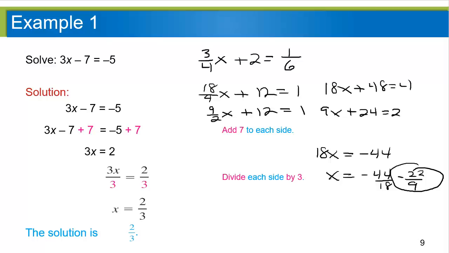Okay, what about this one? Well, if we do this one, we move the 24 over, we get 9x equals negative 22, divide both sides by 9, x equals negative 22 over 9, the exact same answer, and it saved us a step, right? We didn't have to divide by 2 in the end, but big deal. How much extra time did it really take? So my point is, don't worry about finding least common denominators. Just multiply, multiply, multiply to get rid of all those fractions. Get it down to something much simpler, right? Isn't this a much simpler looking equation to deal with?